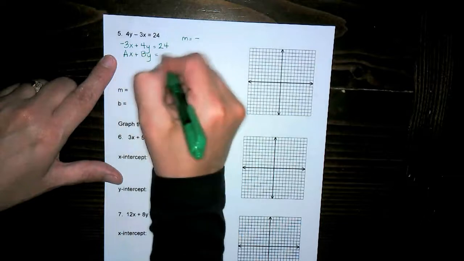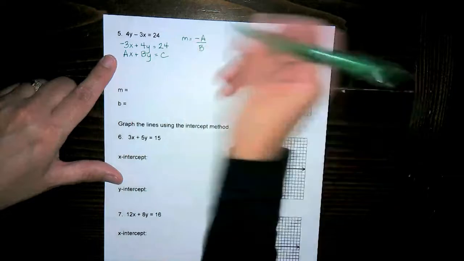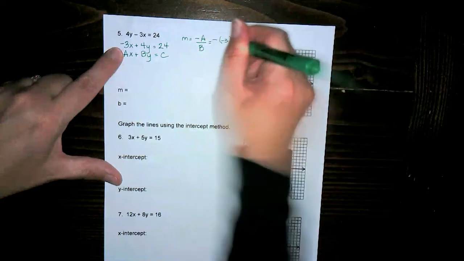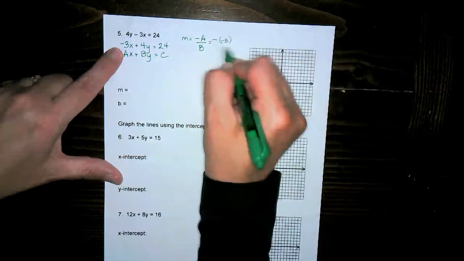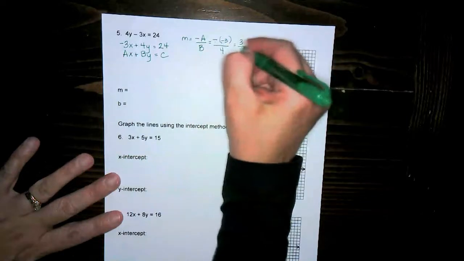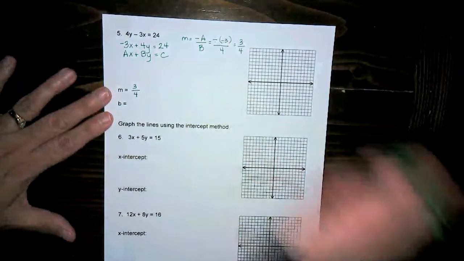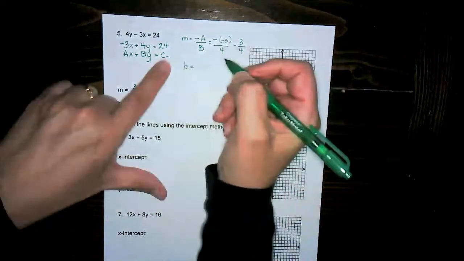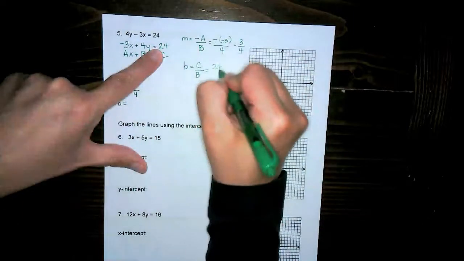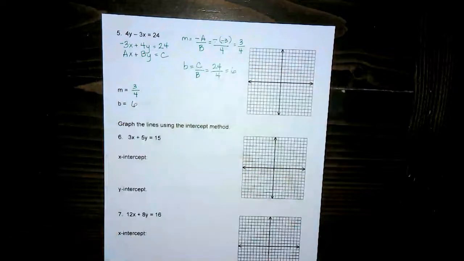I'm going to rewrite it so it's easier to see. So my slope when I'm dealing in standard form is negative a. So that means I have negative 3. Tricky, tricky. Watch both of those negatives there. Divided by b, which is 4. So negative negative 3 over 4 is positive 3/4. Okay. And then my y-intercept is c over b. No negative needed. So c is 24 and b is 4. So my y-intercept is 6.